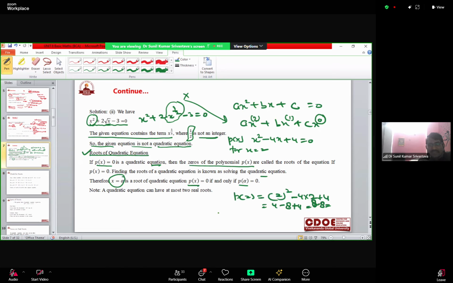So what do we find exactly? P(2) is equal to 0. When putting the value x is equal to 2 in the expression, the value becomes equal to 0. It means x is equal to 2 is a zero of this equation, and this is also known as a root of the given quadratic equation. So x is equal to alpha is a root of the quadratic equation if it satisfies this condition: when putting the value x is equal to alpha in the expression, its value becomes 0.